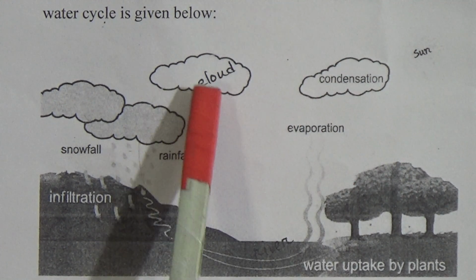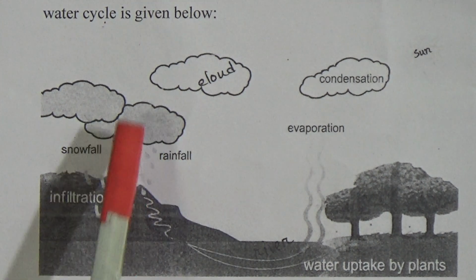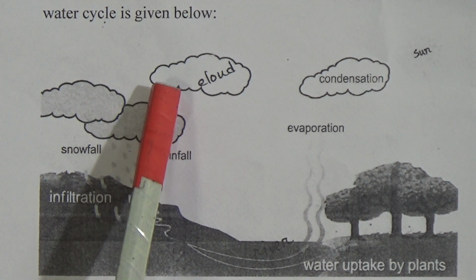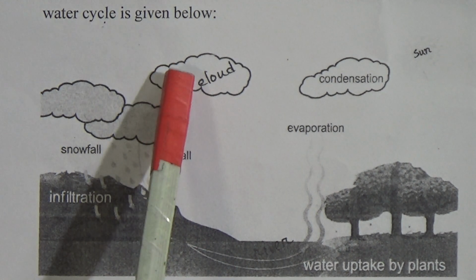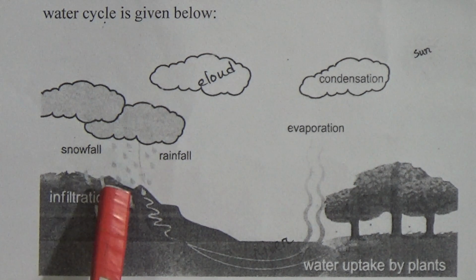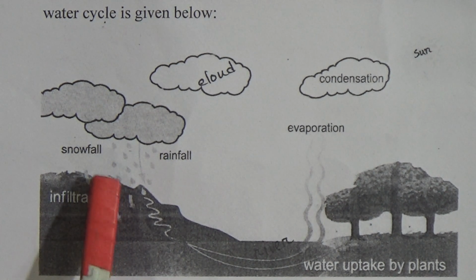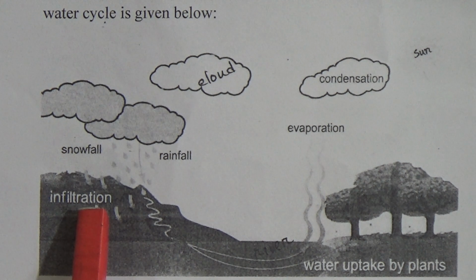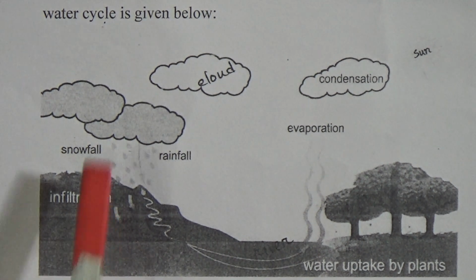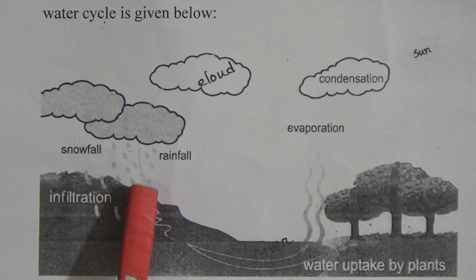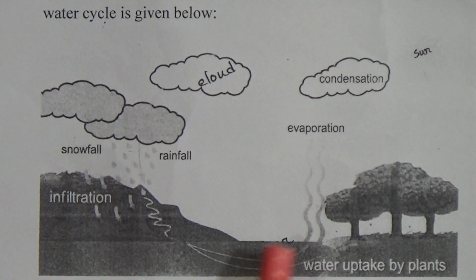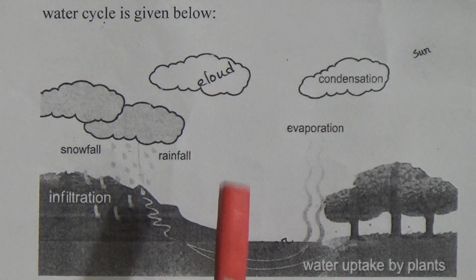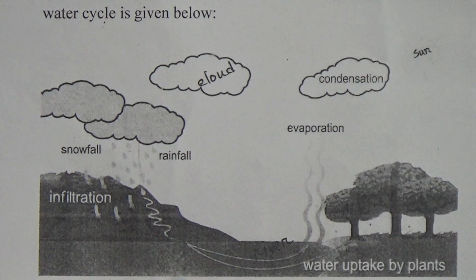When the cloud becomes heavy, it comes back to the earth as rainfall, and if it is an Arctic country, snowfall also occurs from the cloud. Some portion of the rainwater is absorbed into the ground and becomes groundwater, and some portion of the rainwater runs into the river, and again it evaporates, and this cycle goes on. You have to draw this picture for this question answer.